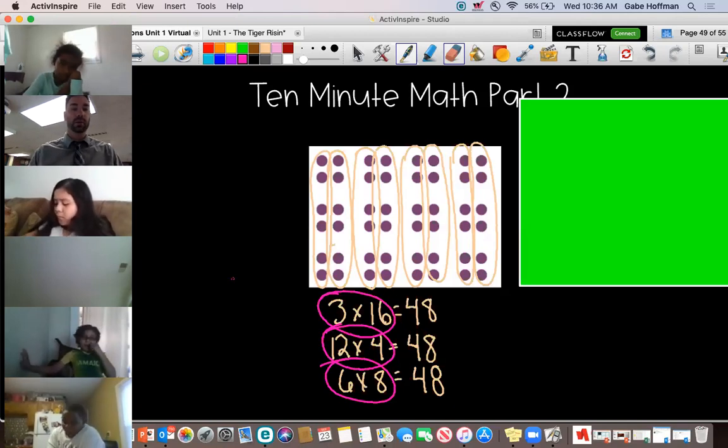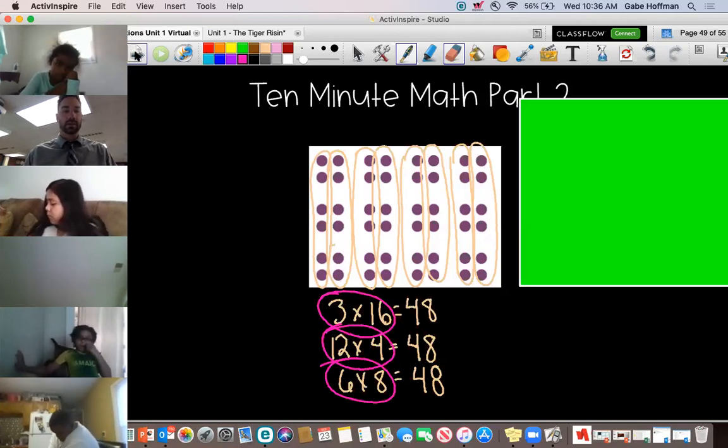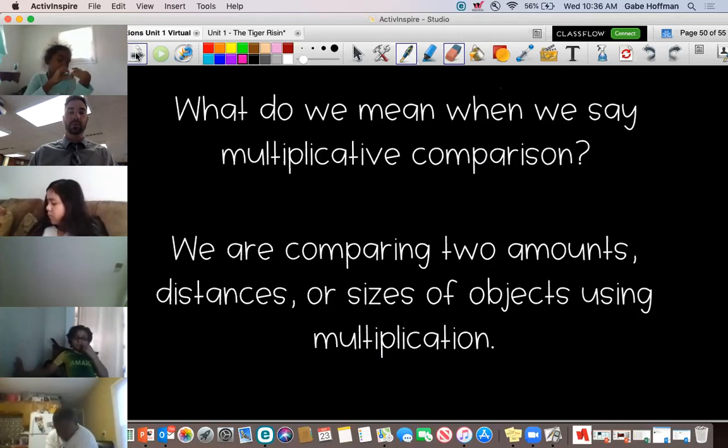Moving forward, we are going to look at some of those multiplicative comparison problems again today. What we mean when we talk about multiplicative comparisons is comparing sizes or objects using multiplication. We've looked at these last week. We're going to look at them in more detail again this week. So we're going to first take a minute and review one of those problems and how they work.